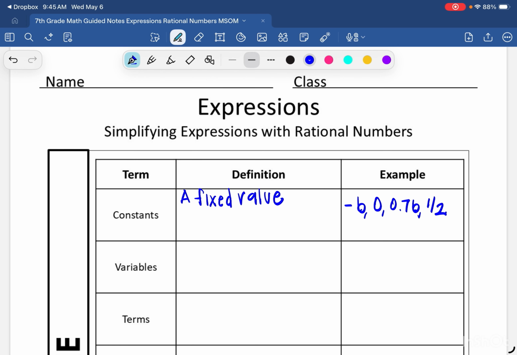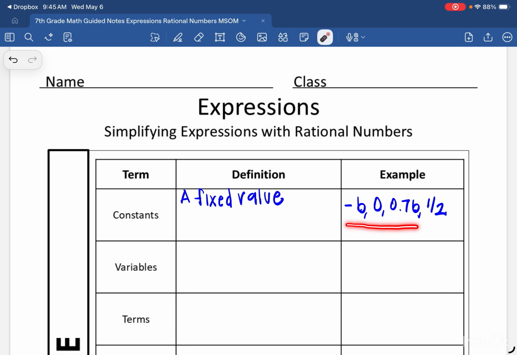The first term is constants. A constant is a fixed value. It's any value that does not change. For example, -6, 0, 76 hundredths, a half, just any value that's sitting there that will not change.